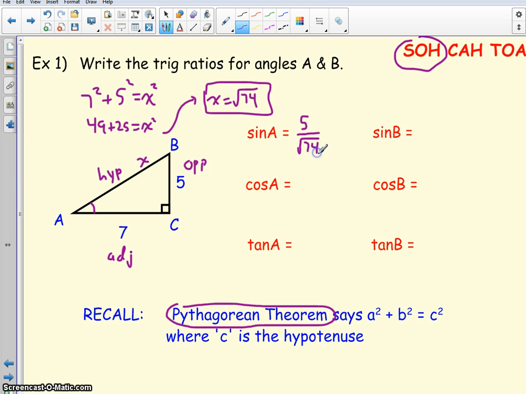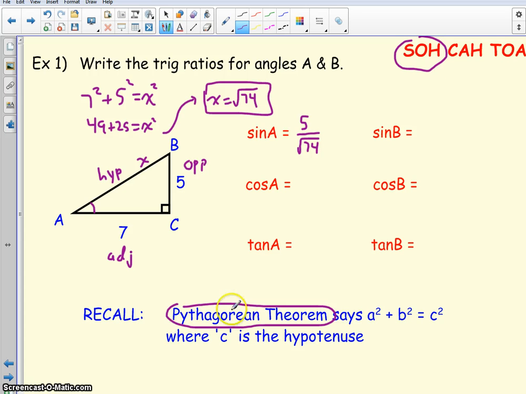Okay, what I'd like you to do now, pause the video and try and write in the rest of these ratios on your own. So the cos of A and tan of A, and then sine B, cos B, and tan B. So again, pause it, try it on your own, and then push play and you're ready to see the answers.